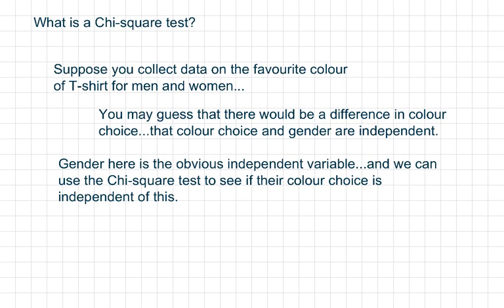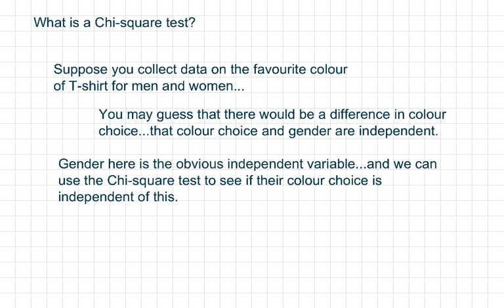Hi all. Today we're going to talk about what the chi-squared test is. Suppose we're collecting data on favourite t-shirt colour of men and women. Logic is going to say that men and women are probably going to choose shirts of different colours, but we could say that colour choice and gender are independent. The chi-squared test tests for this.